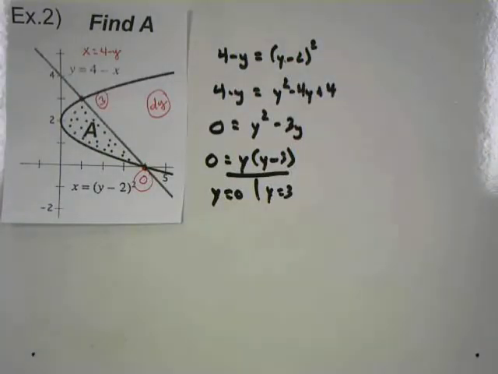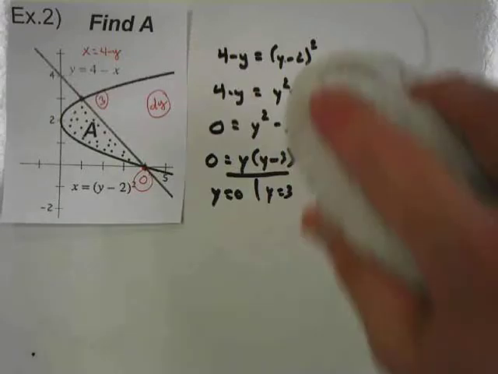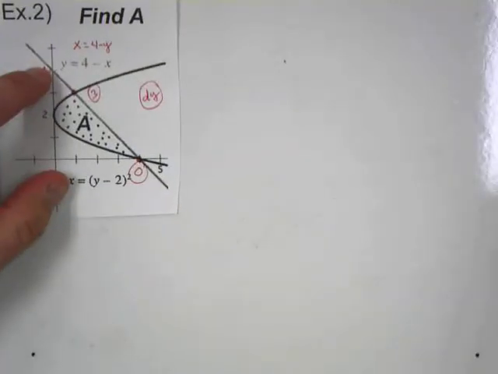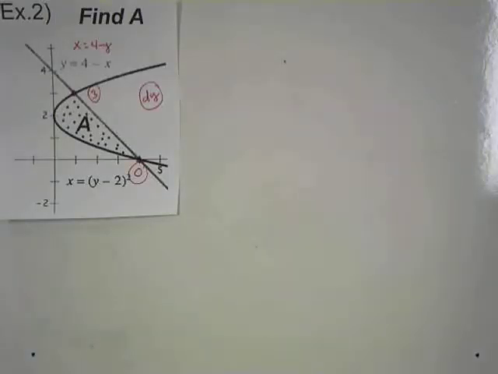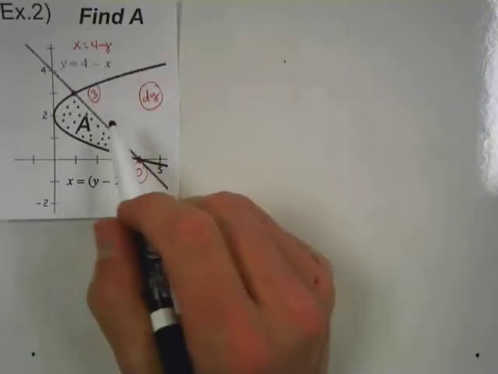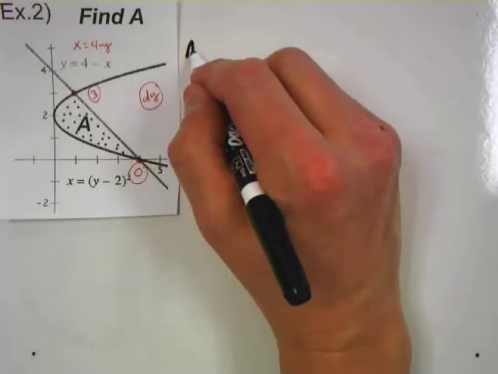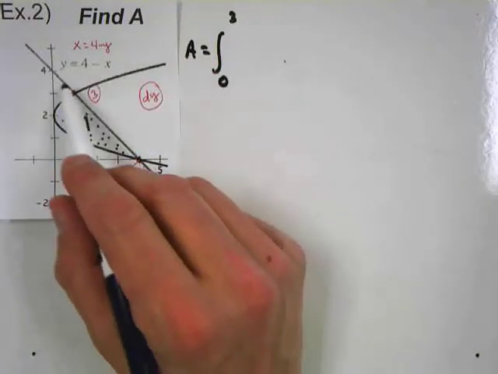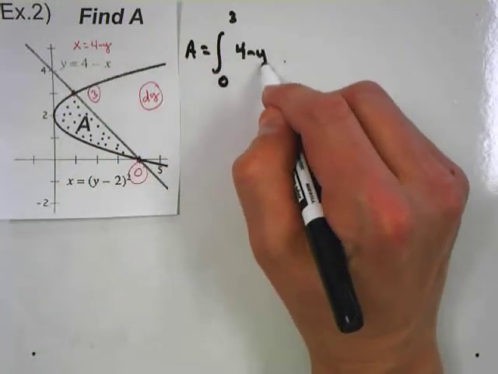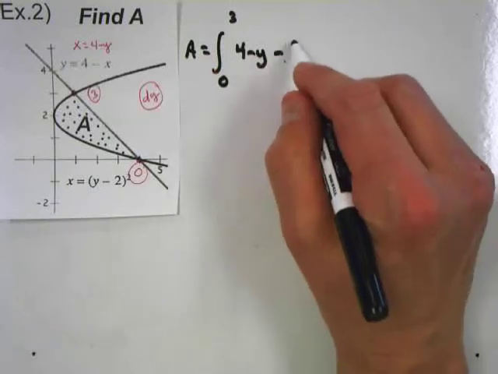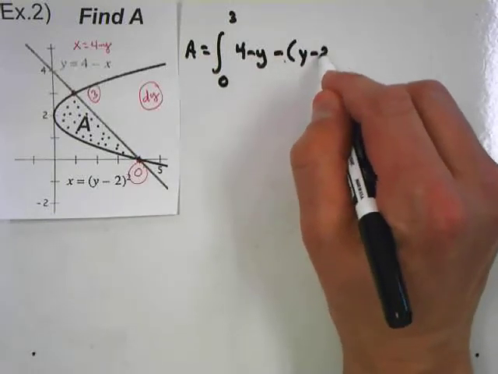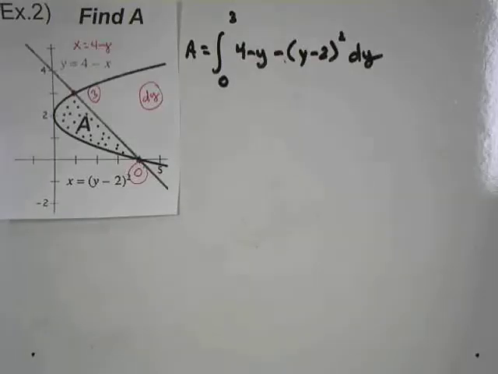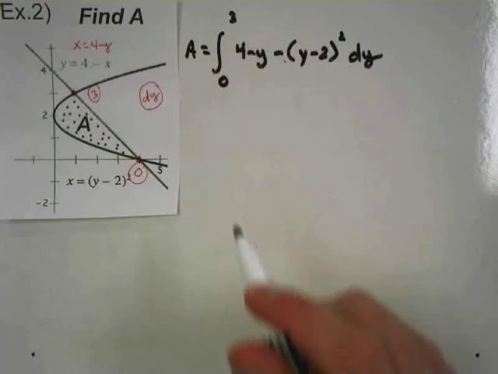All right, let's do the setup. If I'm going to use the technique of right minus left, we just know now we're going from 0 to 3. The right-hand side is 4 minus y, minus the left-hand side, be careful here, y minus 2 squared dy. So that would be your setup. Now the rest is just the rigor of completing.